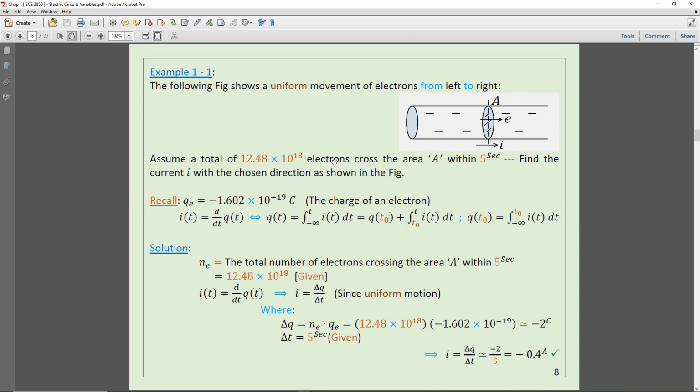The only trick we have here is I give you the number of electrons. I didn't give you in coulomb. That's why you need to get Q. You need to calculate Q. To calculate Q here, I have to multiply the number of electrons by the charge of one electron to be in coulomb. Okay.